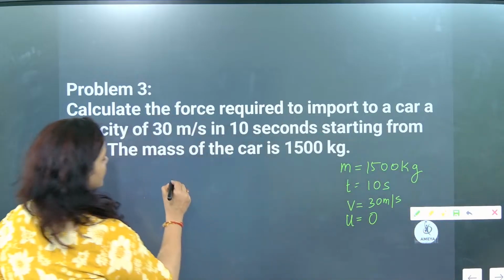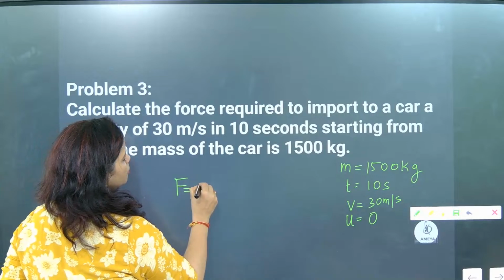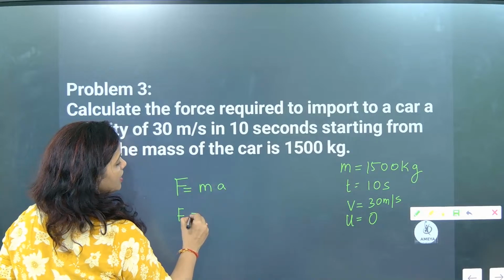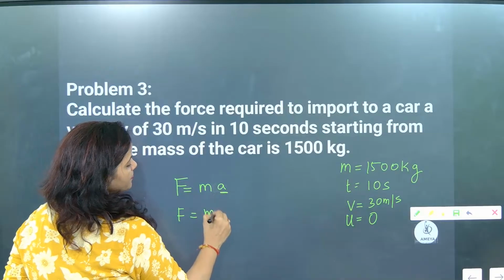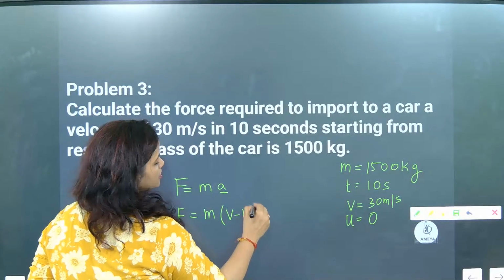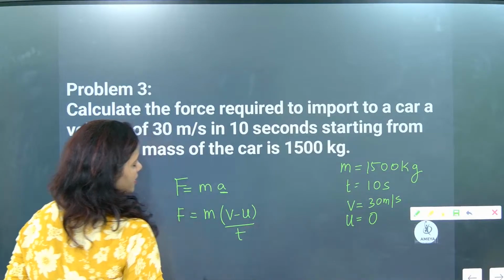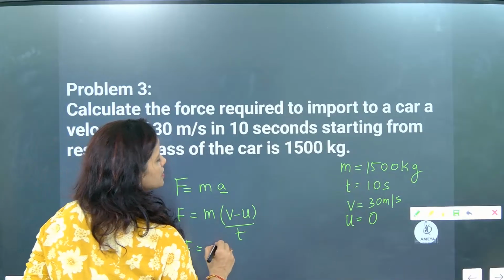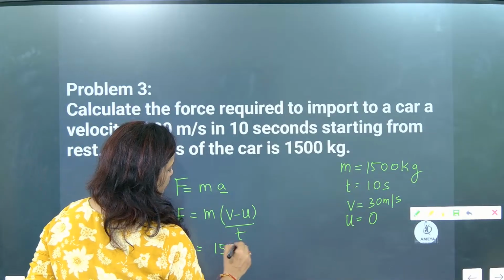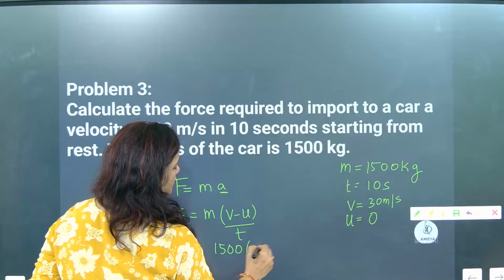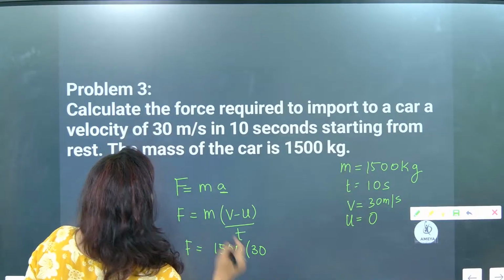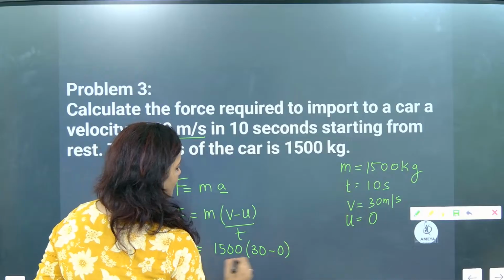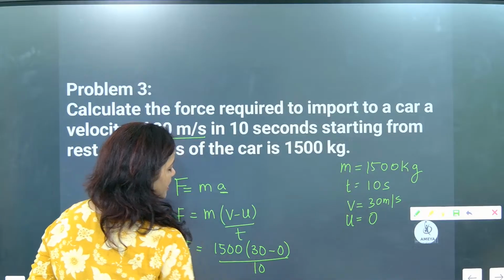Our formula is force is equal to mass into acceleration. Absolutely correct. But here acceleration is not given. Here it will become v minus u by t. Now mass into v minus u by t. F is equal to what is your mass? 1,500. What is final velocity? 30. Final velocity 30 minus initial velocity 0, divided by 10.